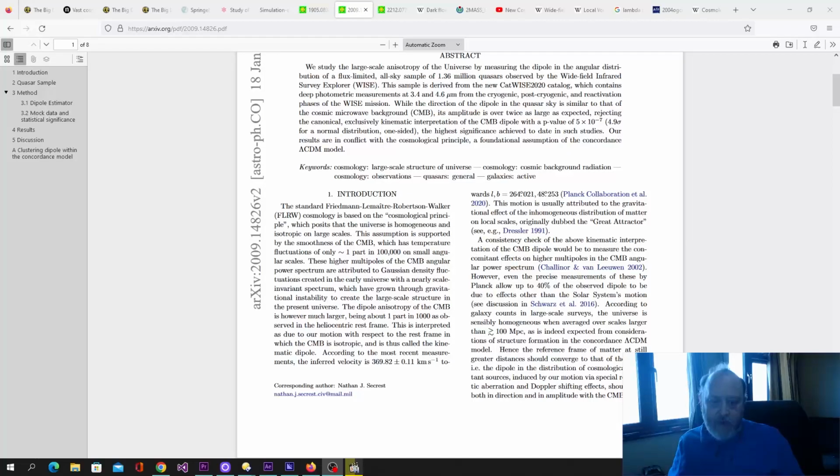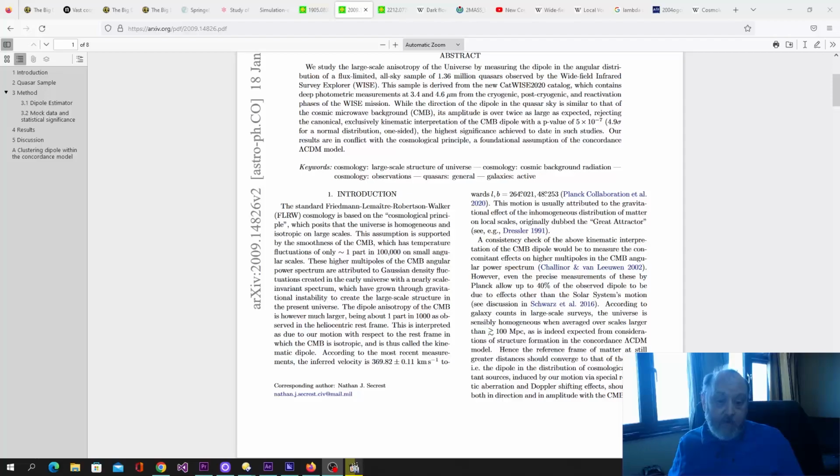The dipole anisotropy of the CMB is, however, much larger, being about 1 part in 1,000 as observed in the heliocentric rest frame. This is interpreted as due to our motion with respect to the rest frame in which the CMB is isotropic, and thus called the kinematic dipole. So this is a Doppler explanation that we were talking about earlier.